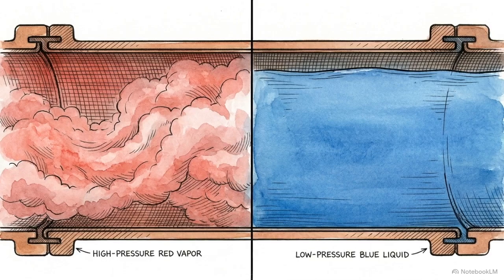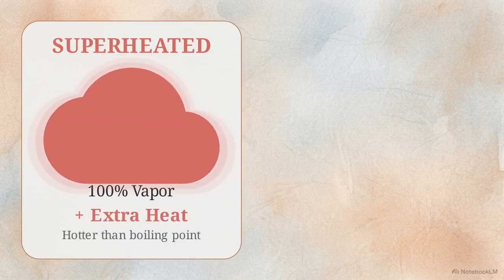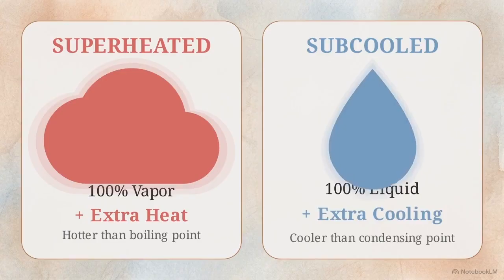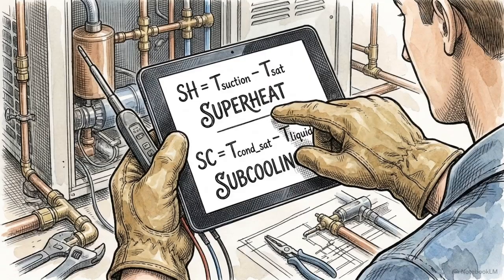Once a state change is complete, the refrigerant hits one of two extreme states. It is either superheated, vapor that is hotter than its boiling point, or it is subcooled, liquid that is cooler than its condensing point. Because standard gauges lack the ability to show internal temperature directly, technicians must calculate superheat and subcooling to prove exactly what the refrigerant is doing inside the sealed loop.